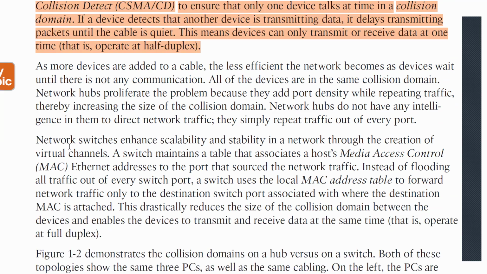Network switches. So what did switches do? They enhance the scalability and stability of a network through the creation of virtual channels. That means they had virtual, dedicated paths from one port to another port, which caused what? A per-port collision domain, or active port collision domain. A switch maintains a table that associates the host MAC address with the port that sourced the network traffic. That means switches maintain a table of which device is connected on which port. So a port-to-MAC, or port-to-device, mapping is there in the switch.